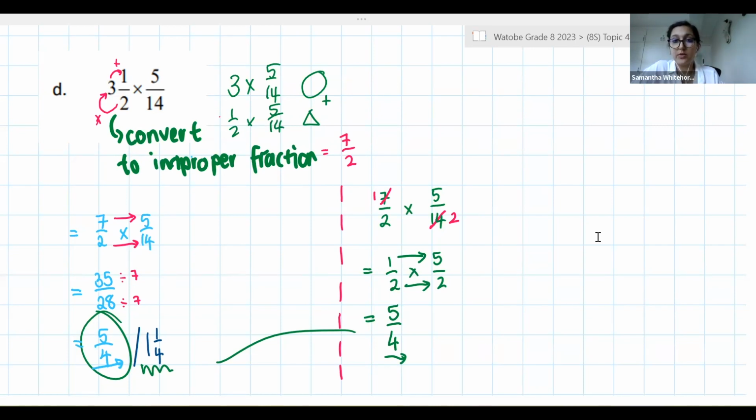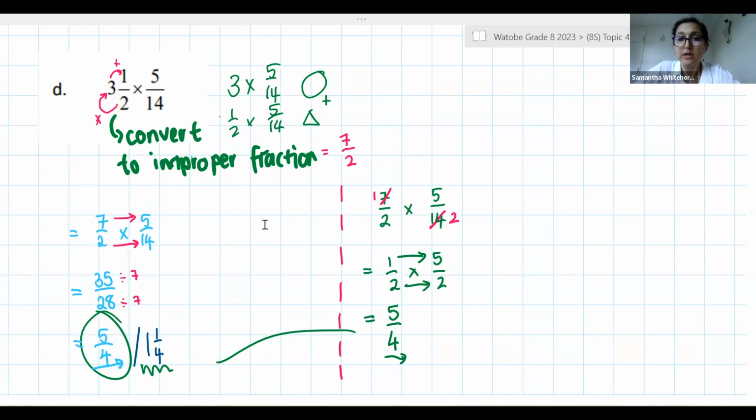Alrighty, just then quickly in the chat, Bokamoso, we didn't leave out the half. I converted it to an improper fraction. So the half is still there in the 7 over 2. It's just now all in one improper fraction.